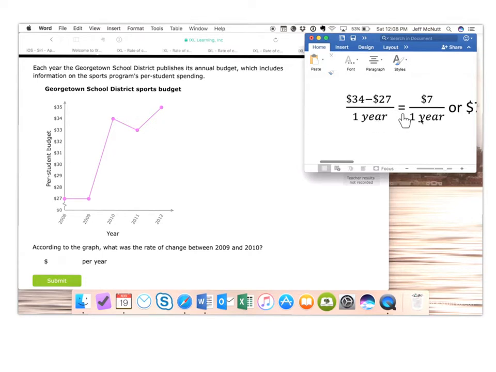Okay, so when we actually work out that math, 34 minus 27 is $7 and still 1 year. And then if you wanted to rewrite it, it would be $7 per year. Again, if you put it in down here, the 7 would go in here and then per year.